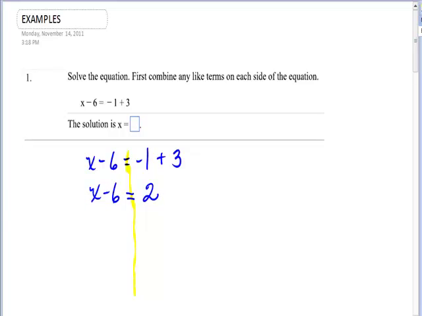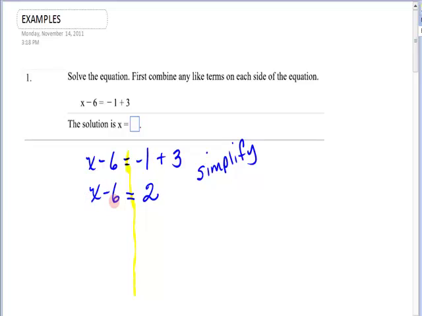Now, I did not change the value, so I didn't have to do something to both sides. All I did was simplify. It's like cleaning house. I did it with one side. Now, do I have x's on both sides? No, the x is over here. That's very good. I want it by itself.